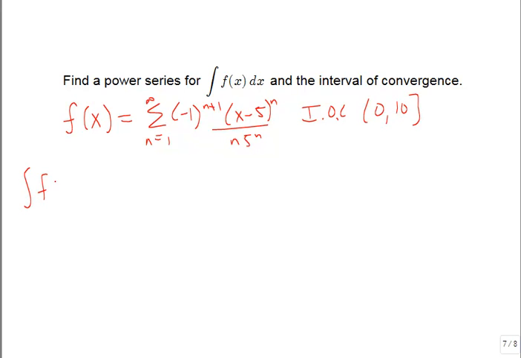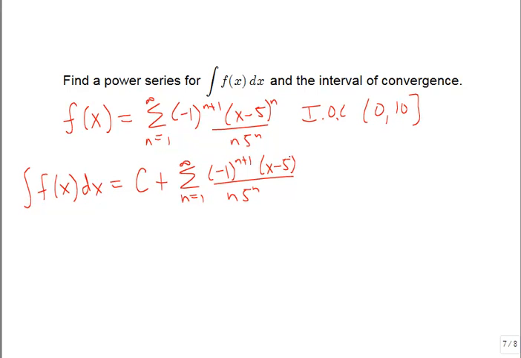So the integral of f of x dx is going to be our constant c. I'm going to put it in front this time because we'll have this infinite power series here. And then I'm going to integrate term by term here. So I'll get a negative 1 to the n plus 1, that stays put. The n and the 5 to the n stay put. And what do you get when you integrate an x to the n? Well, you're going to get an x, or in this case an (x minus 5), to the n plus 1 over that new power n plus 1.